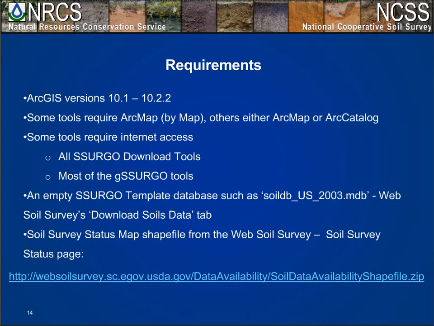The fourth requirement would be a SSURGO template database. You can download several different versions of the template database from Web Soil Survey. We have one that's for the U.S. It's called US 2003, so that's commonly the one that I'll use. It's the first one in the list, and I'll show you a screenshot of what that looks like in just a minute. And then the final requirement would be the soil survey status map shapefile that I mentioned earlier, and there's a link to that listed below. But again, it's on the Web Soil Survey status page.